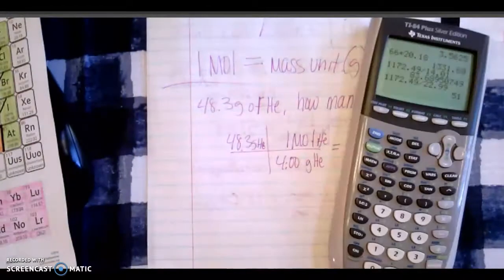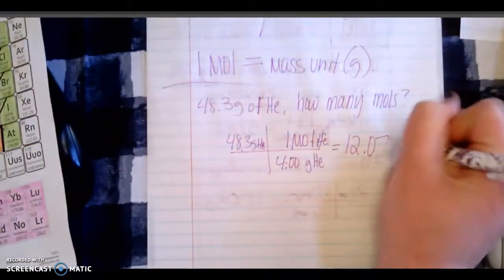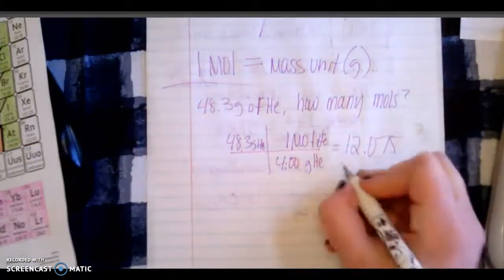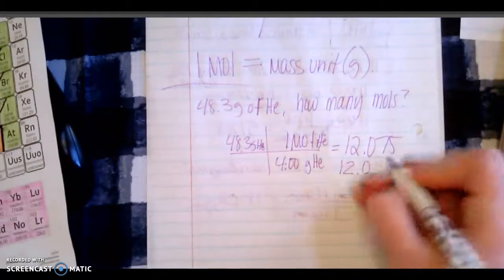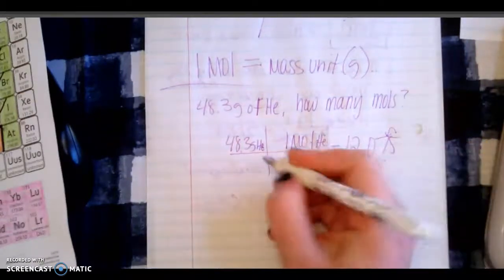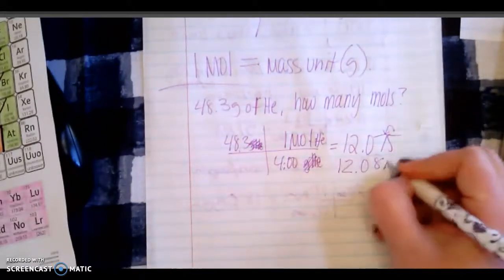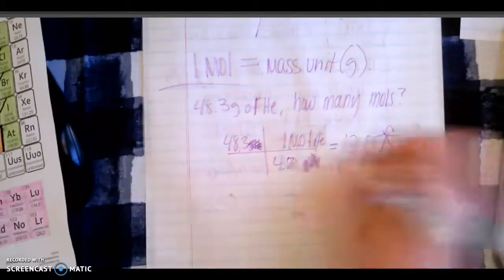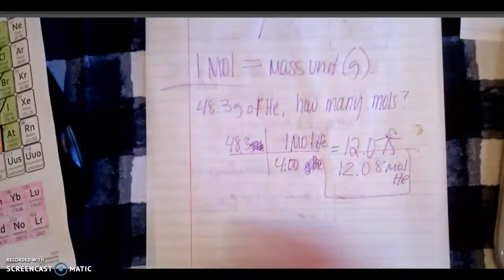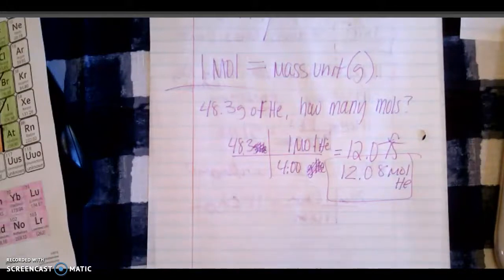Then it's just plug it in your calculator. So I've got 48.3 divided by 4 gives me 12.075. And again, I only want 4 numbers, so 12.08, because this 5 makes that one round up. My grams of helium and my grams of helium canceled. So what I'm left with is moles of helium. And again, I was looking for how many moles. I end with moles. Problem's done.